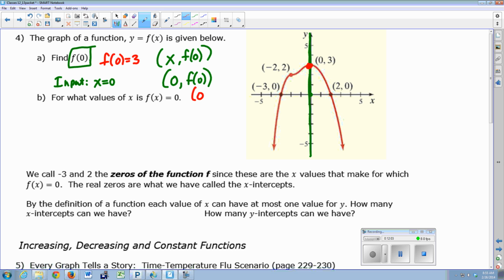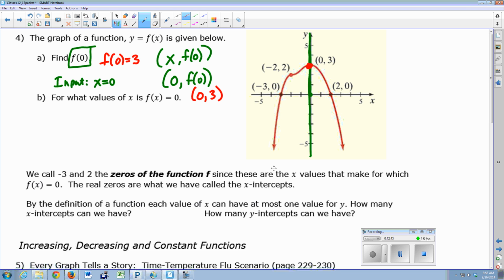If I put this into my typical xy ordered pair form, this is what the point looks like, but this is the output value when x is 0. Okay? So for what values of x is f of x equal to 0? What do we typically call those points on our graph when your y value or your output value is 0? What do we typically call those points, Tyler? The x-intercepts. So that's what this is asking. What are the x values of your x-intercepts? That's all it's asking, because it's saying that the output of my function is 0.